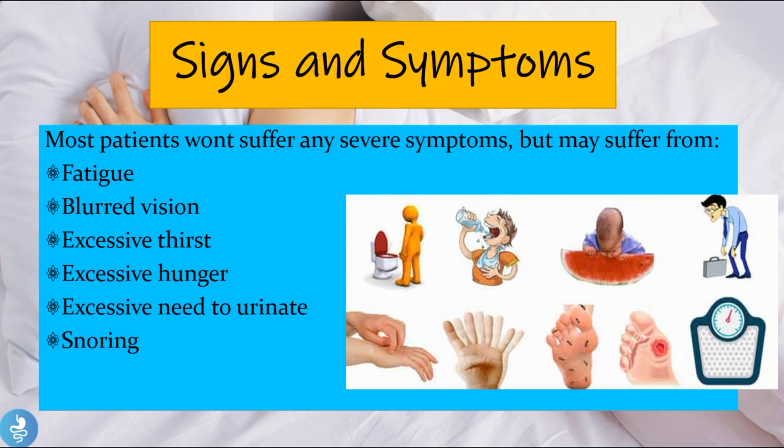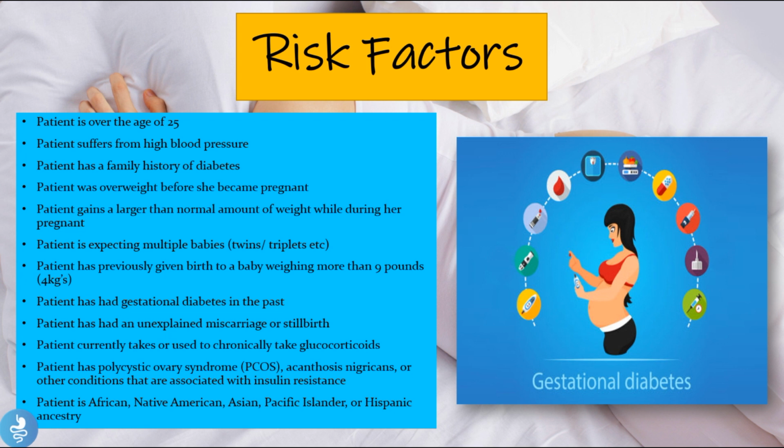Most patients won't suffer any severe symptoms, but some of them may suffer from fatigue, blurred vision, excessive thirst, excessive hunger, the excessive need to urinate, as well as snoring. So what are some risk factors for gestational diabetes?